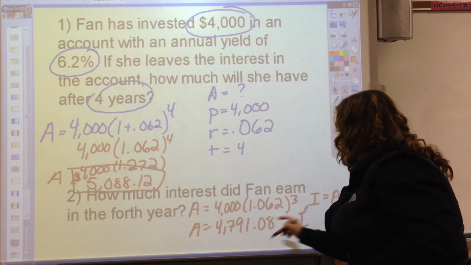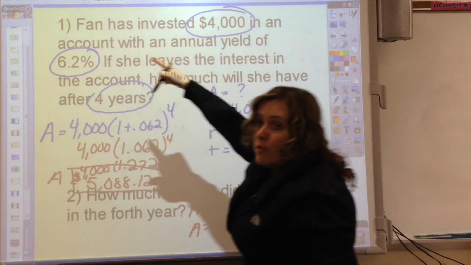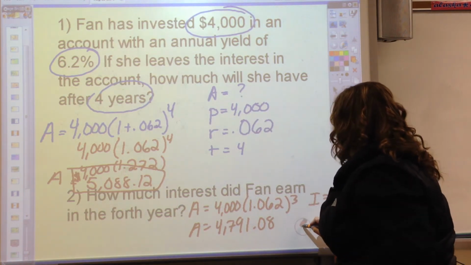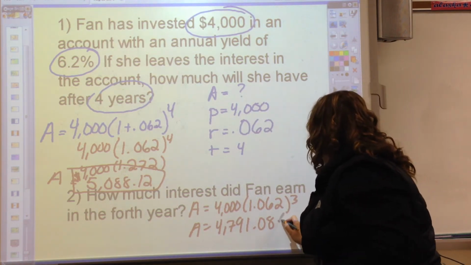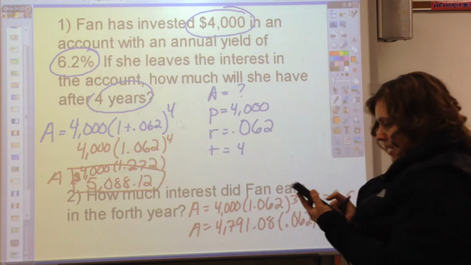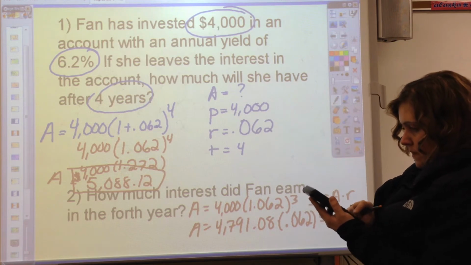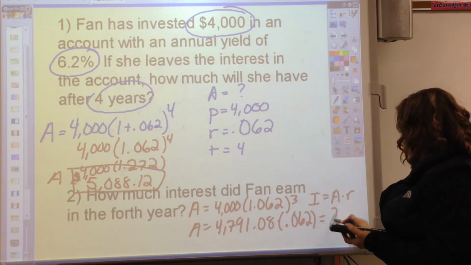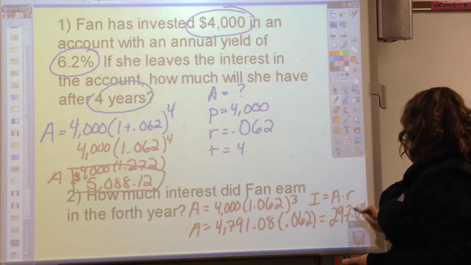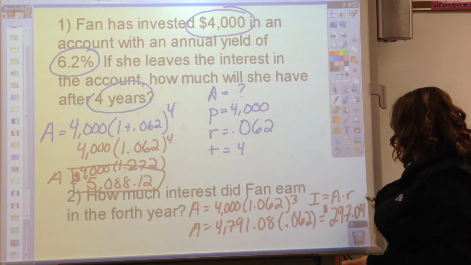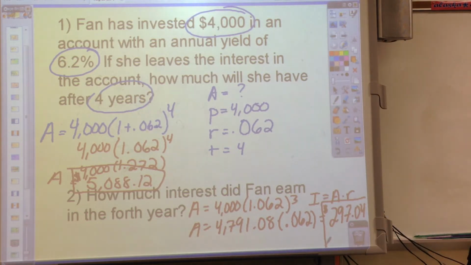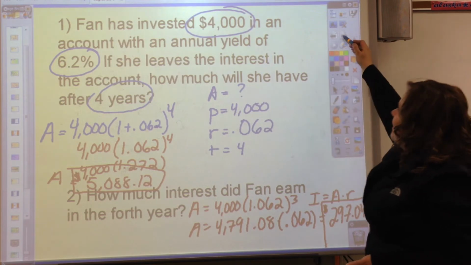So go ahead and multiply this right here by 0.062. Let me write it right here. 0.062, and I end up with $297.04. That's how much interest Fan earned in the 4th year. It's pretty good. All right.